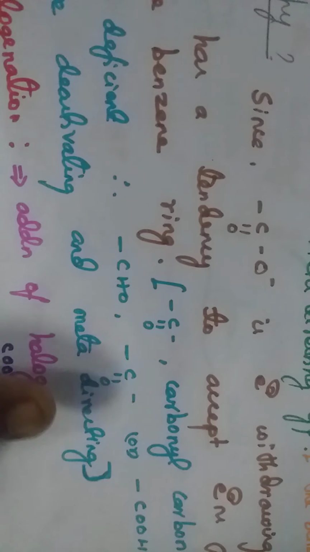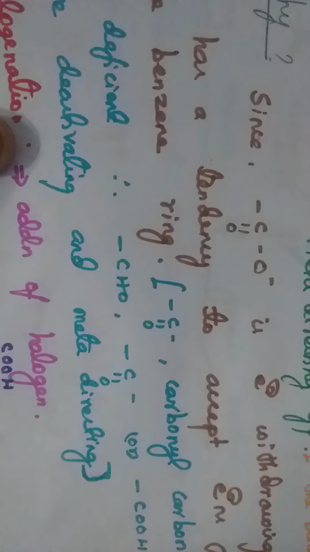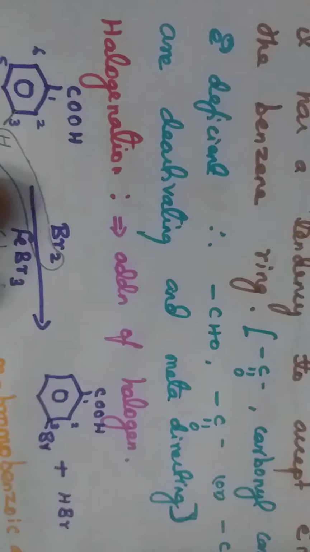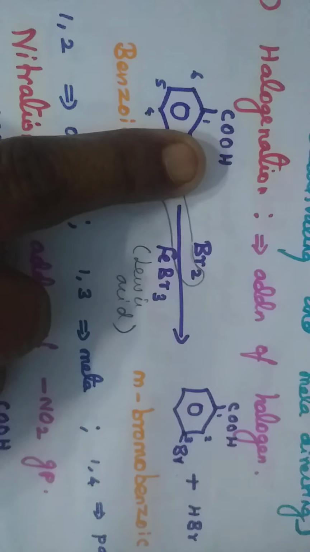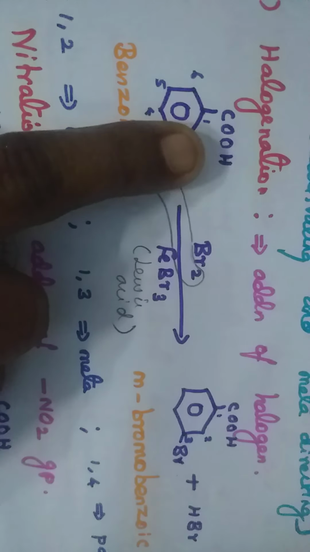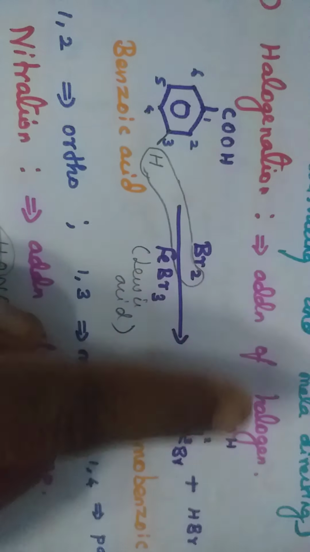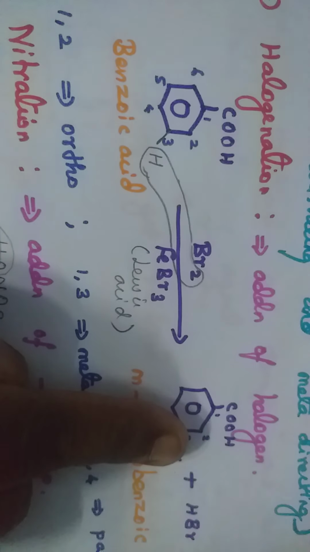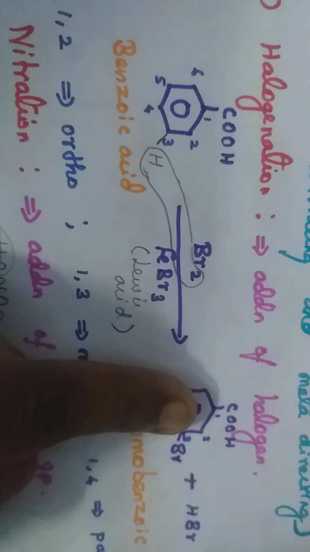These are the deactivating and meta-directing groups. All the deactivating groups are meta-directing in nature. So now we are going to see halogenation. The first example of electrophilic substitution reaction is halogenation. From the name itself we can understand: addition of halogen to the benzene ring.